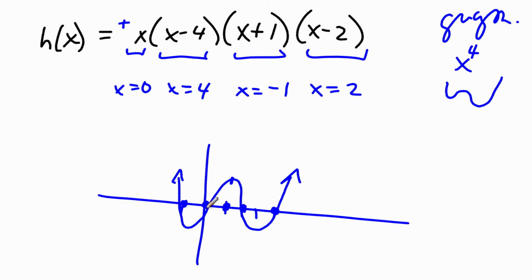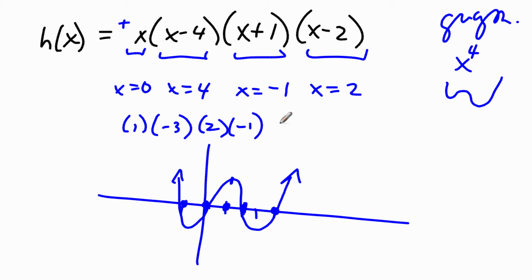So that would be the interval from 0 to 2. 1 is in the middle, so I plug a 1 in and see what I get. If I plug a 1 in, it'd be 1. 1 take away 4 would be a negative 3. 1 plus 1 is 2. And 1 minus 2 is a negative 1.